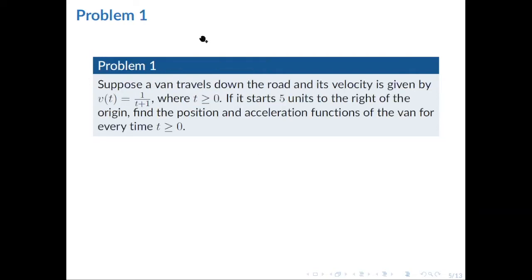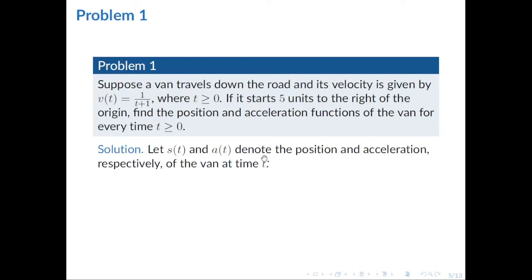Proceed tayo sa problem. So, suppose a van travels down the road and its velocity is given by the function V of t equals 1 over quantity t plus 1, where t is greater than or equal to 0. If it starts 5 units to the right of the origin, find the position and acceleration functions of the van for every time t greater than or equal to 0.